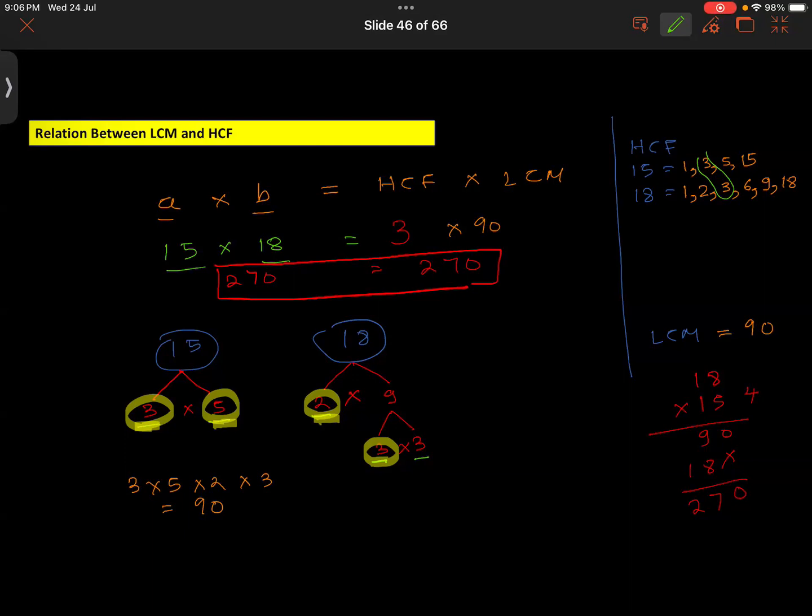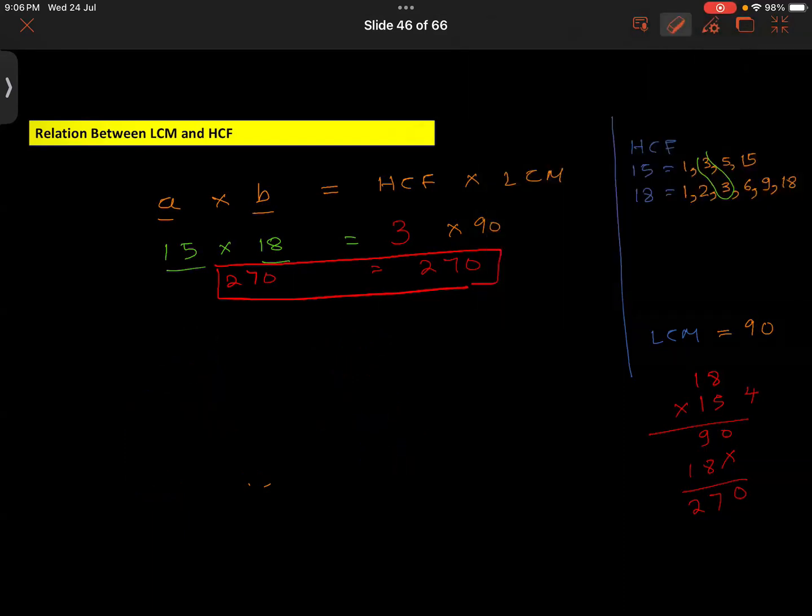So here the relationship between LCM and HCF is that the product of HCF and LCM will be equal to the product of the numbers. That is what we have proved here. Hope you understood this.